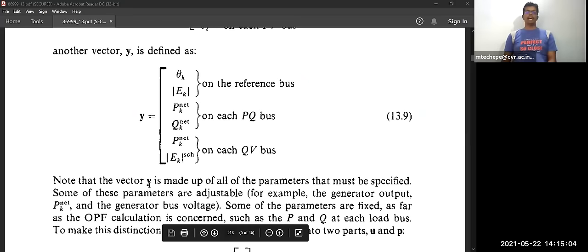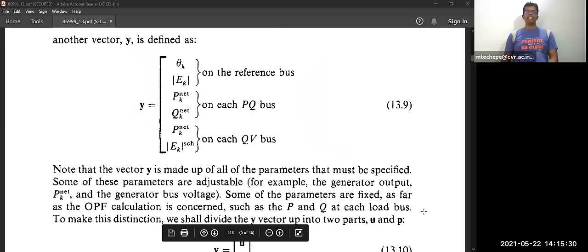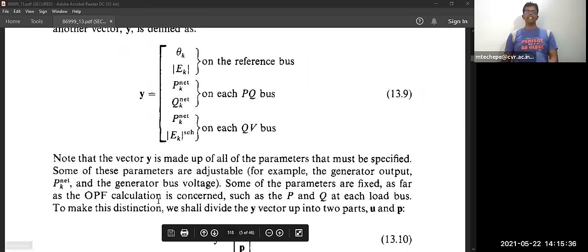Note that these vector parameters must be specified. Some of these parameters are adjustable, for example the generator output Pk net and the generator bus voltage. Some of the parameters are fixed as far as the OPF calculation is concerned, such as P and Q at each load bus. To make this distinction, we shall divide the y vector into two parts, u and p.